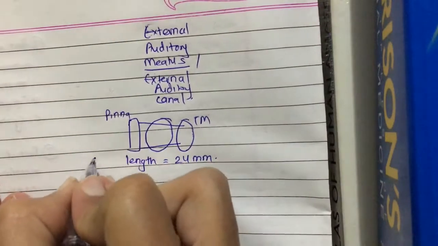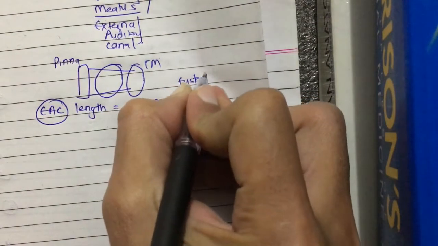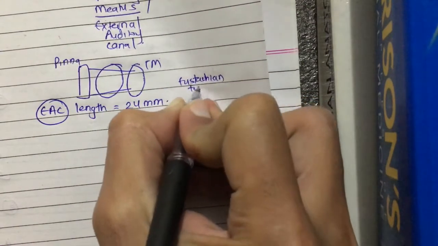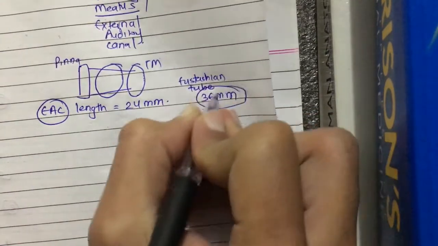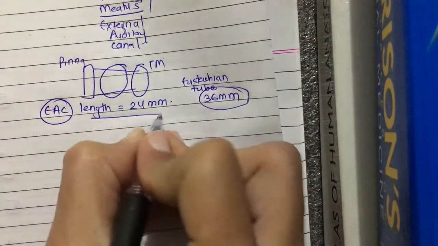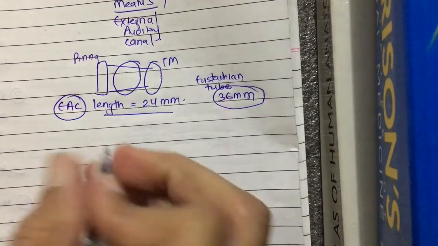We may be confused sometimes with the length of the Eustachian tube. The length of the Eustachian tube is 36 mm. You should know it, 36 mm. The length of the external auditory canal is 24 mm, and the length of the Eustachian tube is 36 mm.